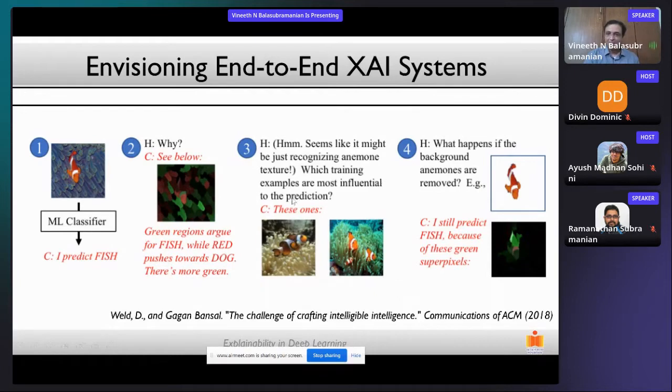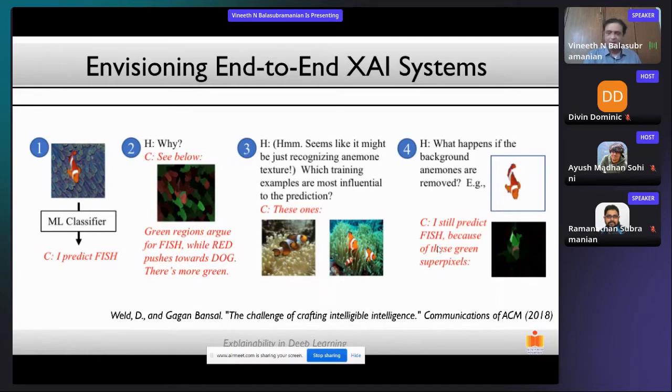Okay, coming back to this example. Now the human asks, can you tell me which training examples are most influential to the prediction? And the machine learning system picks up some examples from the training set which are close to the given images. Maybe now the human is a bit more convinced. The human still continues to ask, what happens if the background anemones are removed? Now the background anemones are removed, only the fish remains, and the computer says, I still predict fish because of these green superpixels. Maybe at this point the human is convinced and the interaction stops.